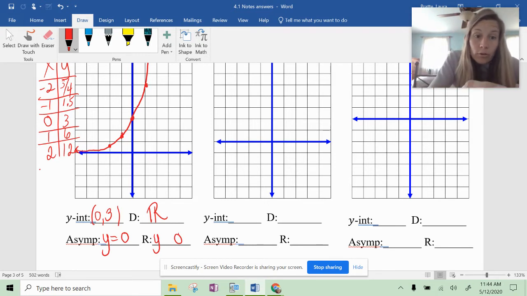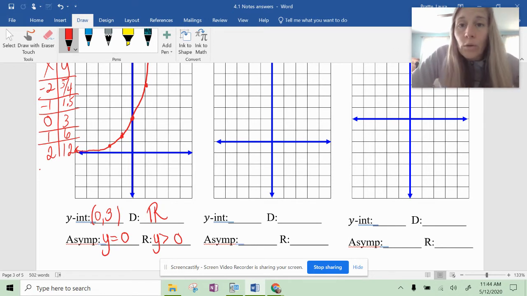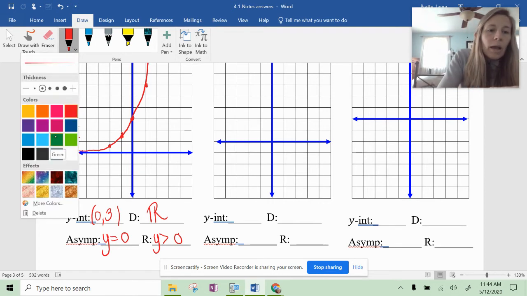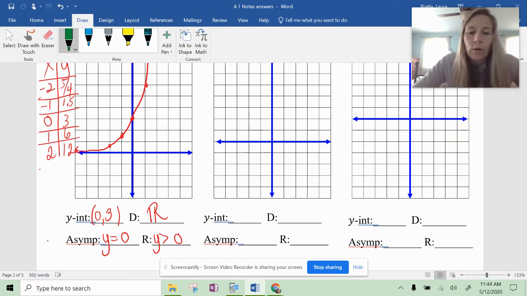Now, if you look at your graph, if you've already done your graph, you could see the graph is all above your asymptote. So you know the y values are all greater than. But the other way you can know that is just by looking at your a value. Whenever the a value is positive, you know it's going to be above, so your y will be greater. So let's try filling that information in for the next problem without actually doing the graph first.